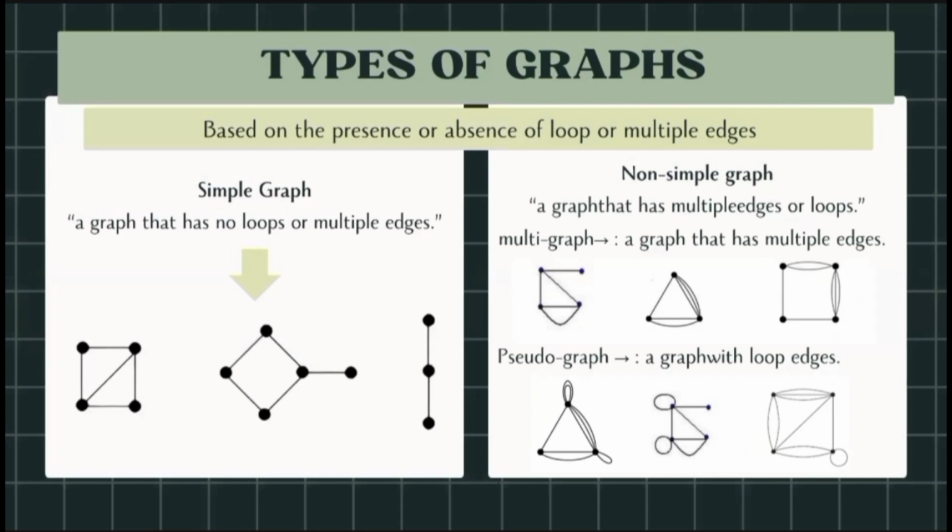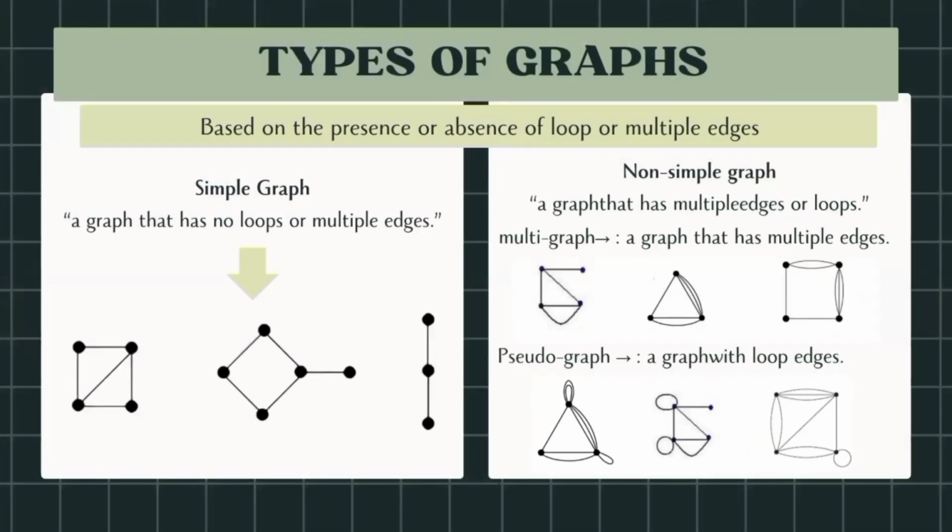So based on whether or not there are multiple edges or loops, graphs are divided into 2. First, a simple graph is a graph that has no loops or multiple edges, for example as below. Then the second, a non-simple graph, is a graph that has multiple edges or loops. Non-simple graphs are divided into 2: a multigraph is a graph that has multiple edges, and a pseudograph is a graph with a loop.